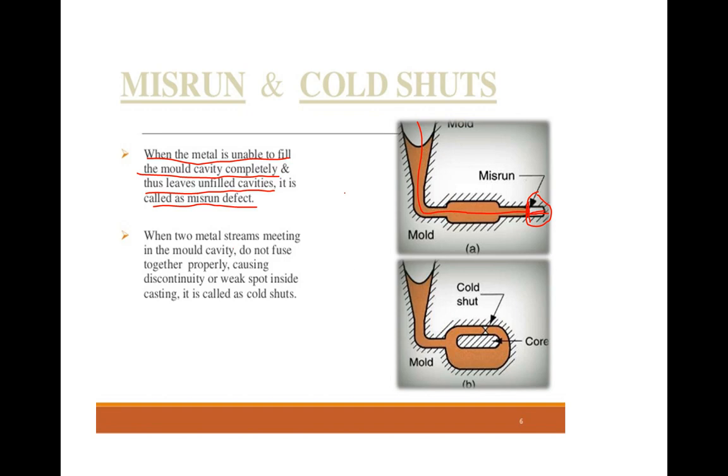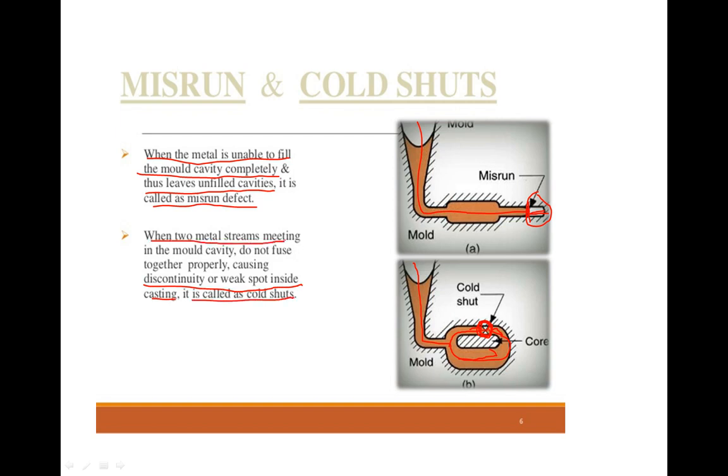And then cold shut. This portion will indicate the cold shut. When two metal streams meeting in the mold cavity do not fuse together properly, causing discontinuity or a weak spot inside the casting, it is called a cold shut. Now look at this diagram. Molten metal comes to this portion, it follows this part, and it also comes from this end. When these two reach each other, they will not fuse. The molten metal from this part and from this part are not mixed with each other, so some cavity will remain. That is called a cold shut.